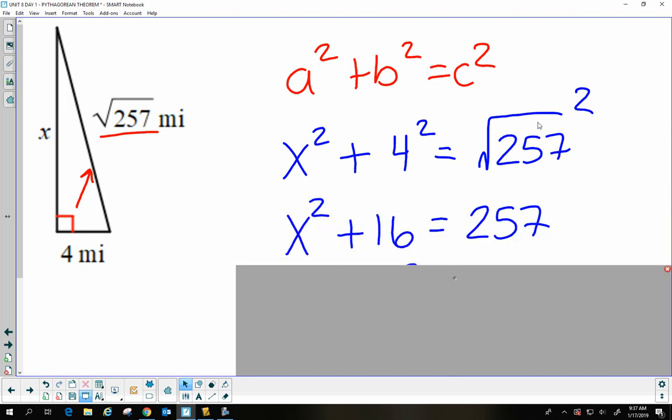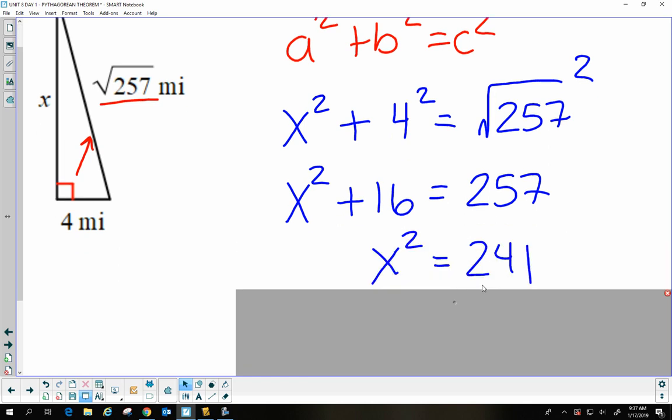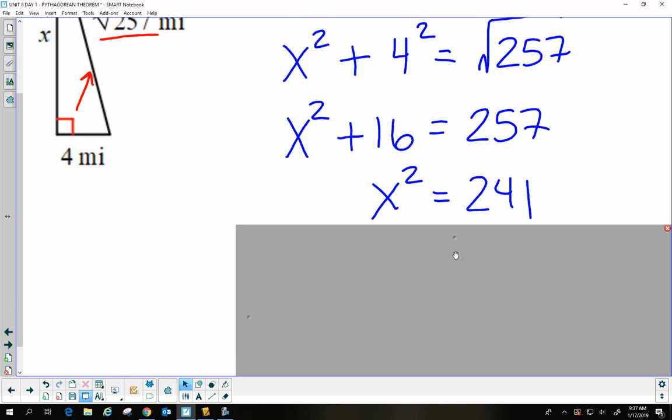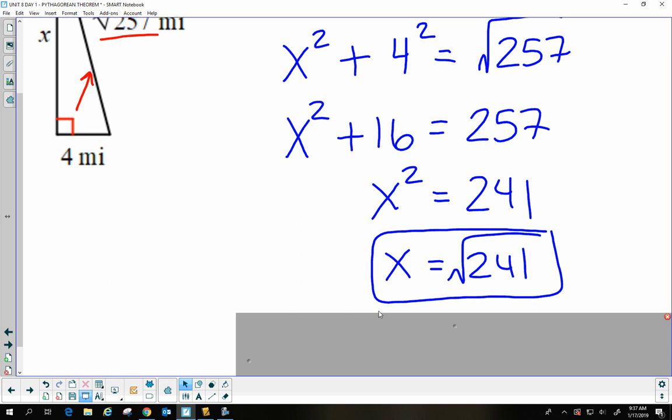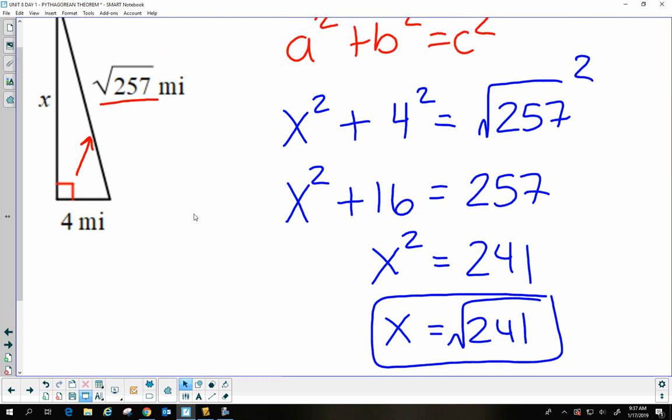The squared on the right and the square root cancel, so I just have 257. 4 squared is 16. I'll subtract 16 from both sides. And then again, I cancel out that squared on the x. I square root both sides to find the missing piece. You'll notice that square root of 241 is smaller than the square root of 257. And that should be the way it is because the hypotenuse is also always the longest side.